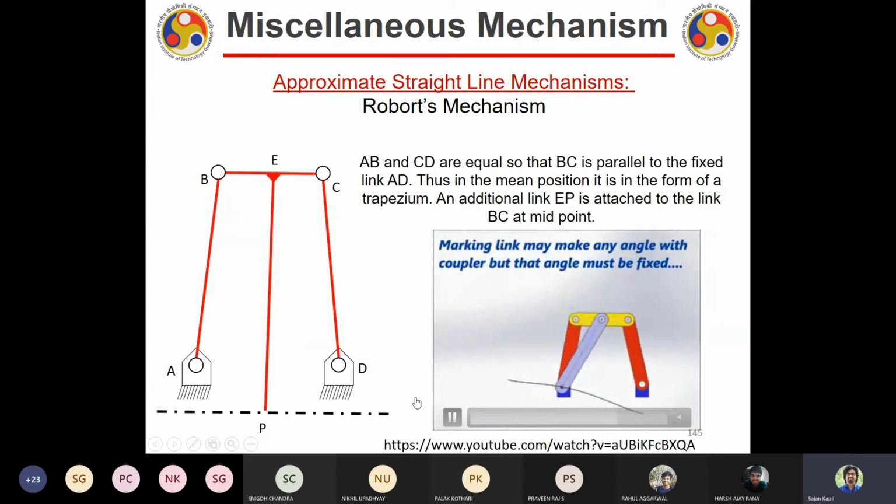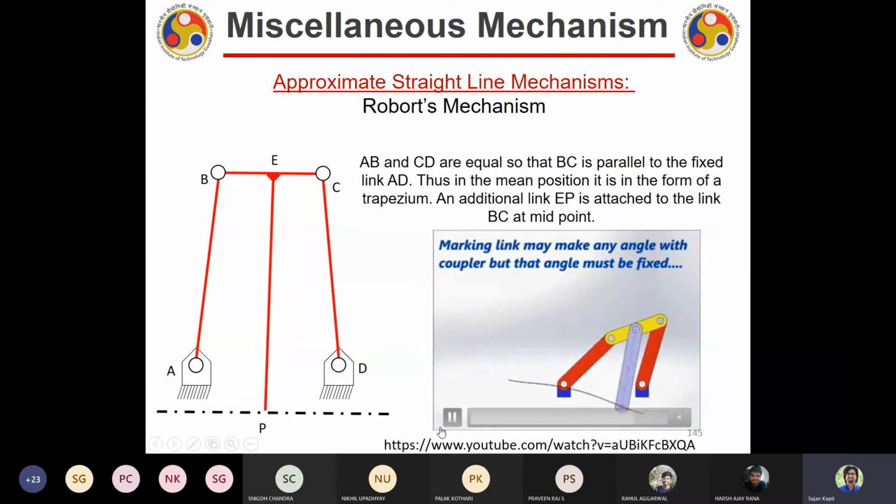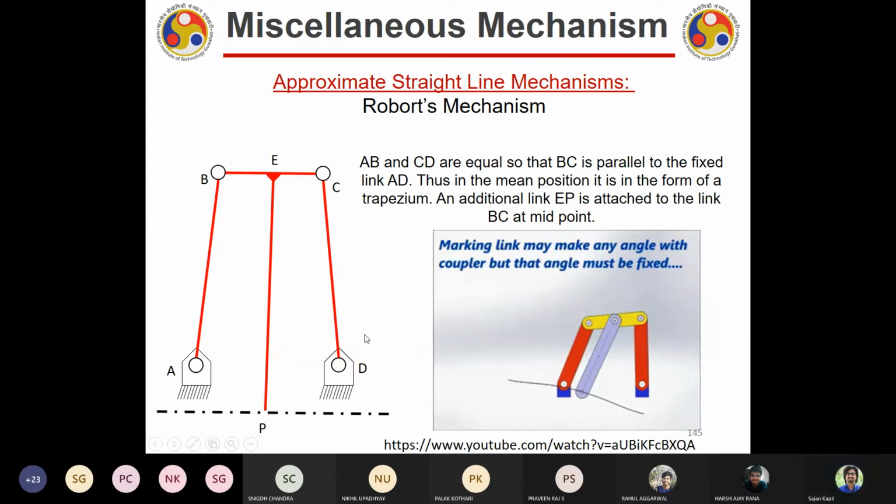But where you take the point on this link, which is EP, that will make some difference in the straight line. Basically, as you can read over here, the marking link may make any angle with the coupler, but that angle must be fixed. So for example, I can even tilt it as well, and in that case you will get a tilted approximate straight line. Let me tell you once again, it is independent of these links. Whatever the length of these linkages, they should be just equal, and they should make a trapezium in this position.